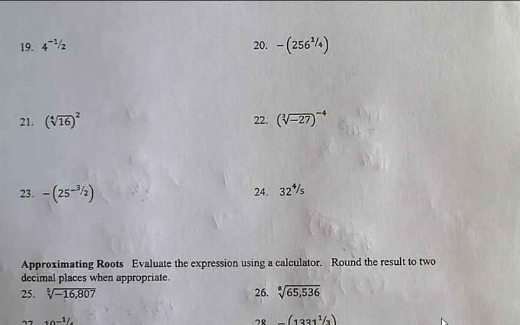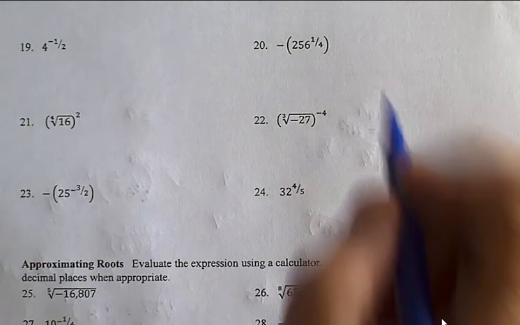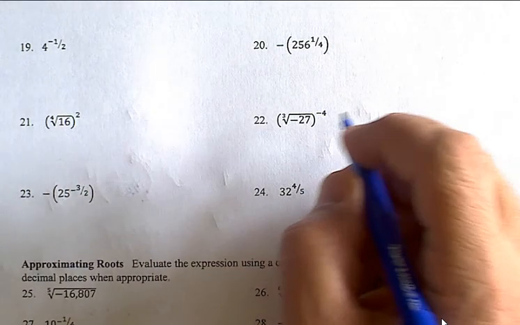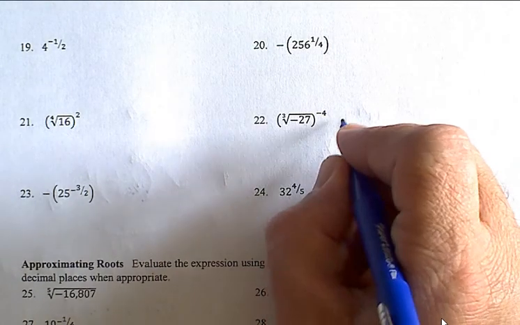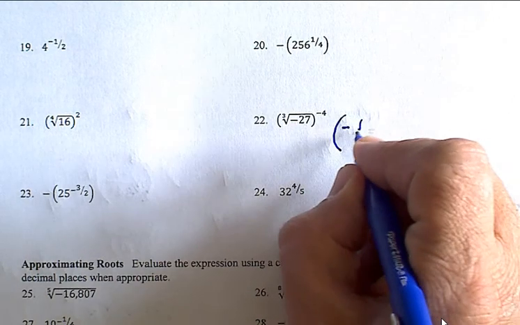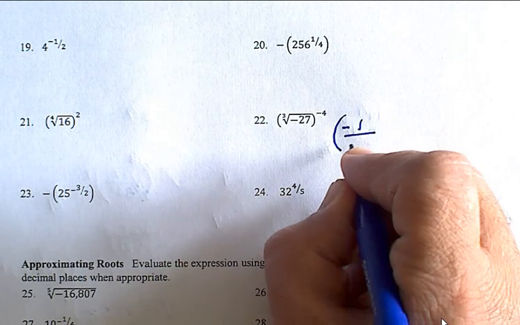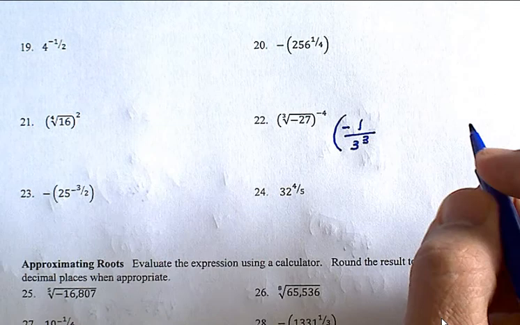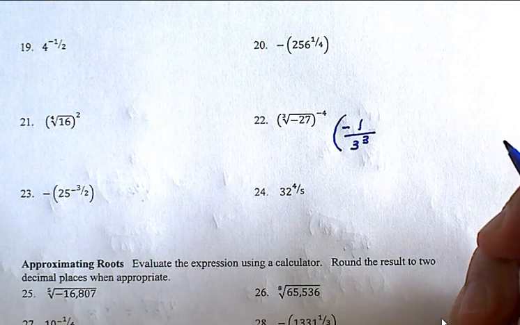Okay, so on number 22, the first thing I'm going to do is actually do two things here. I'm going to rewrite that so that the negative exponent on the outside is positive, and I'm also going to simplify that number under the radical a little bit. I know that the cube root of negative 27 can be written as negative 1 over 3 to the third power. Okay, that is 27, 3 to the third.